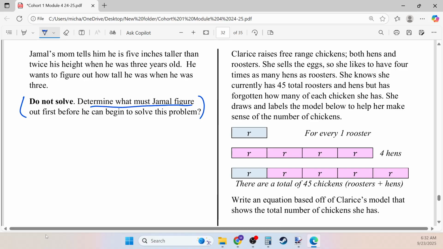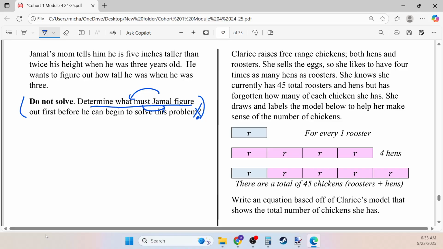Determine what Jamal must figure out before he can begin to solve this problem. Not a question, that's a statement. Determine what Jamal must figure out first before he can begin to solve this problem. Jamal's mom tells him he is 5 inches taller than twice his height when he was 3 years old. He wants to figure out how tall he was when he was three.